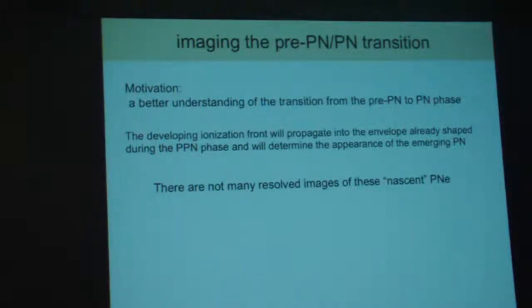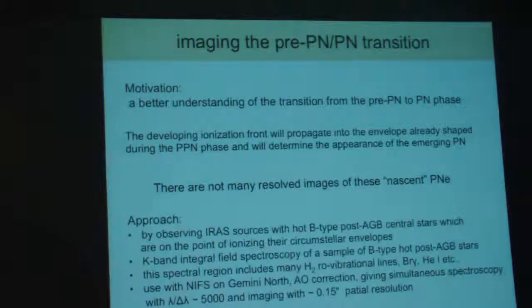So our approach was to use integral field spectroscopy of a small sample of hot post-AGB stars that are IRAS sources. We're looking at the K-band, so from 2 to 2.5 microns. In that wave band, we have lots of rovibrational transitions of H2, so we can probe the molecular material. And we also have access to hydrogen and helium recombination lines, like Brackett gamma, for example. So we can look at the ionization as well.